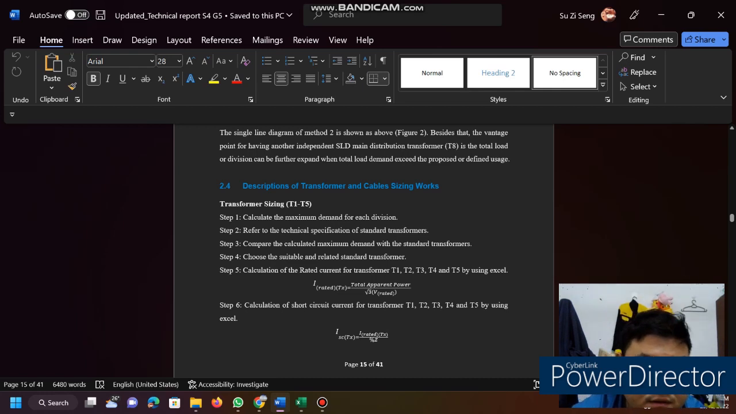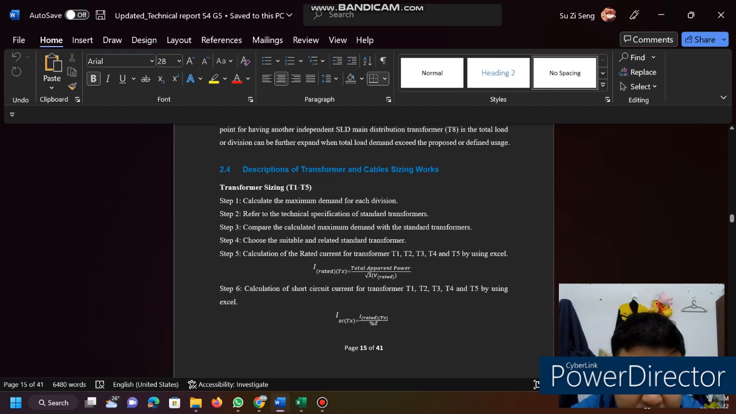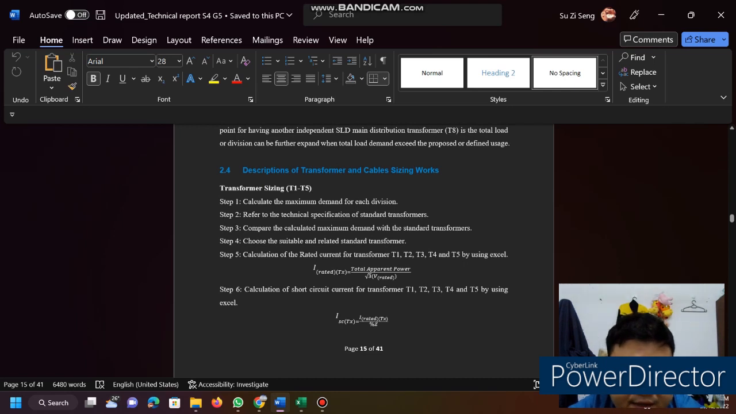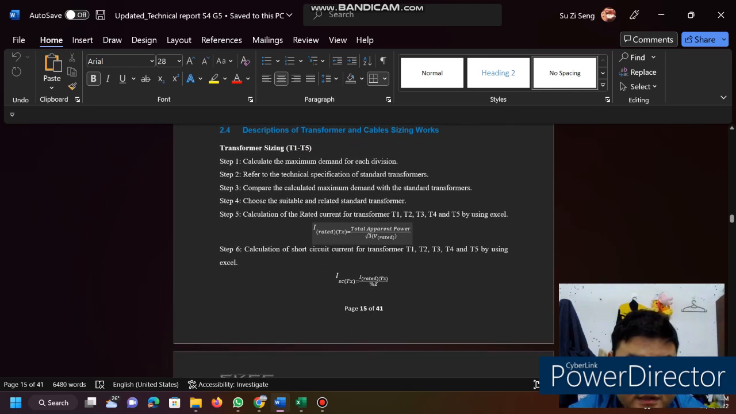Step 1 is calculating the maximum demand for each division, and step 2 is referring to the technical specification of the standard transformer. Step 3 is comparing the calculated maximum demand with the standard transformer, and step 4 is choosing the suitable rated standard transformer. Step 5 uses these formulas to calculate the rated current for each transformer from T1 until T5. Step 6 is to calculate the short circuit currents.